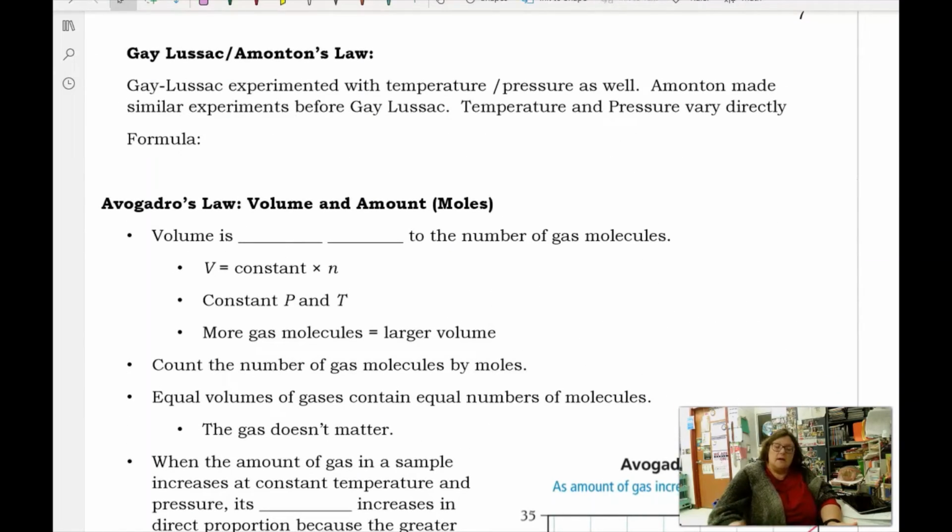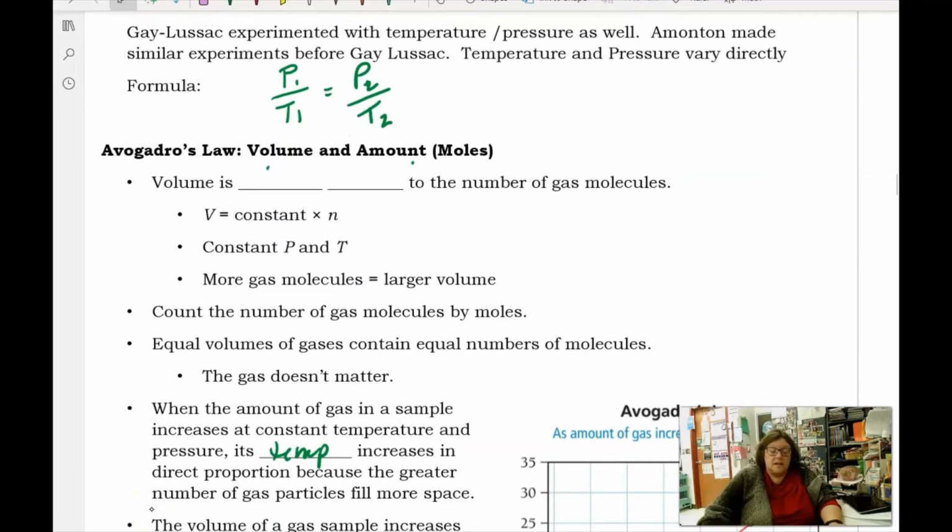Gay-Lussac's law is dealing with pressure and temperature. Pressure is to temperature as it's a direct relationship. So if you've got a gas at a certain pressure and temperature, if you change either the pressure or the temperature, the other will change in kind, and you would use that formula.